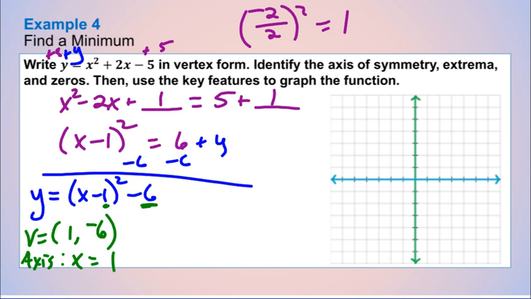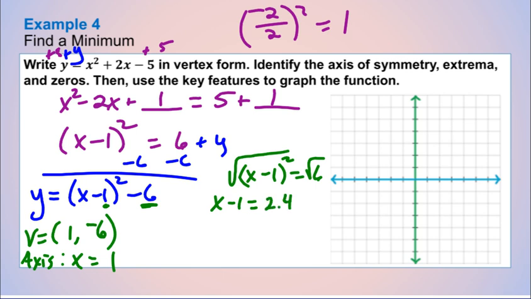And then to find my zeros. Again, I could finish completing the square on this one. So if I didn't put it into vertex form, I end up with x minus 1 squared equaling 6. Now I find the square root of both sides, and I'm left with x minus 1 equaling the square root of 6. So the square root of 6 would give me 2.45 and a negative 2.45.